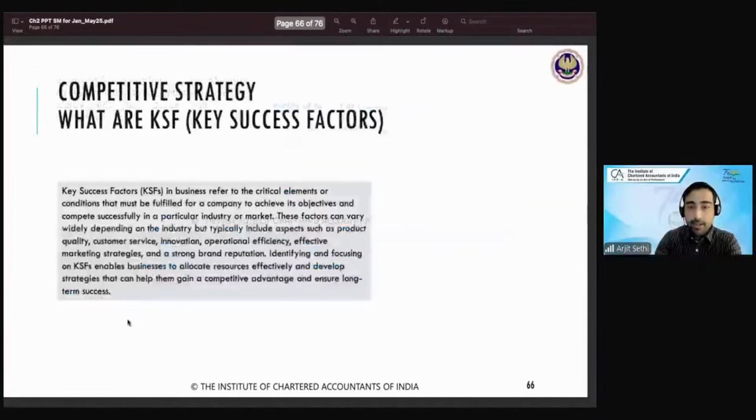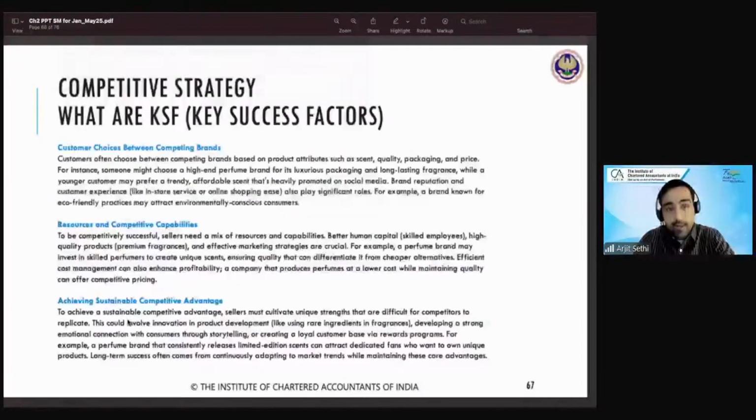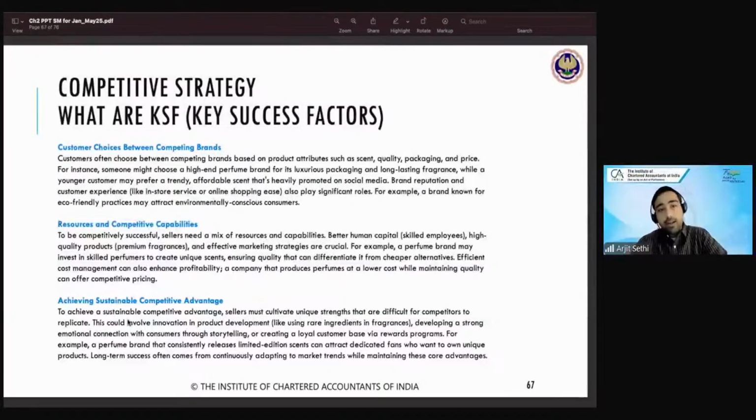Very, very nice. Again, you can read it when I upload the PPT. These are just revision notes. You can refer here as well. Okay. Consumer choices between competing brands. I've given you some examples as well, right? High-end perfume versus luxurious packing. Do people prefer design over aesthetic, or like people prefer aesthetic over quality, or people really like good packaging, but the product can be okay.